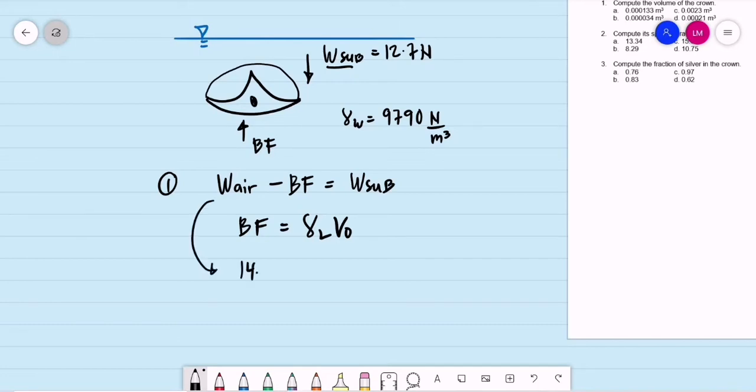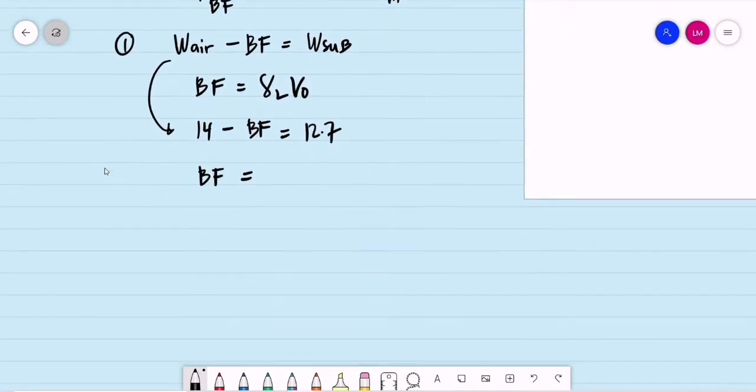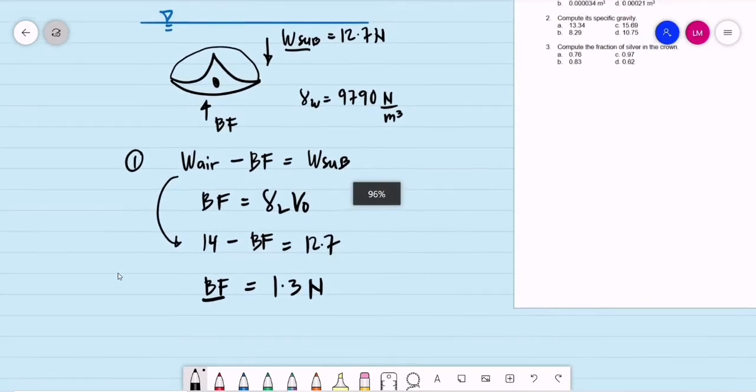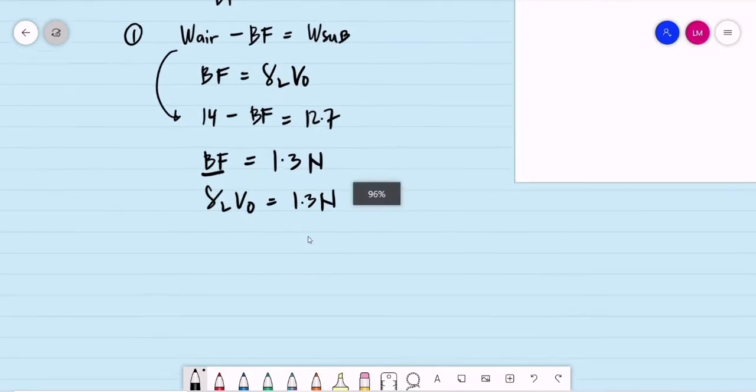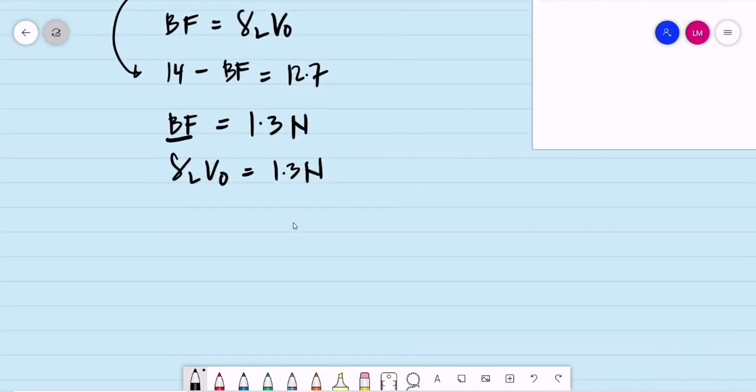Okay, the weight in air is equal to 14 newtons minus the buoyant force. Ang result nito is yung weight submerged na 12.7 newtons. So magkakaroon tayo dito ng equivalent ng buoyant force equal to, so anong equivalent ng 14 minus 12.7? That is 1.3 newtons. So ano ulit yung equivalent ng buoyant force kapag fully submerged? Equivalent niya is the unit weight of the liquid times the volume of the object equal to 1.3 newtons. So since nasa newtons yung value sa right side ng equation natin, gagamit rin tayo ng newtons. That is yung 9,790 newtons per cubic meter. Since ito yung given, volume of the object is equal to 1.3 newtons.